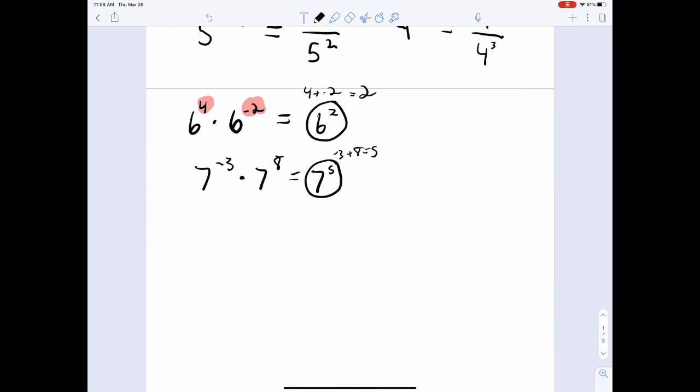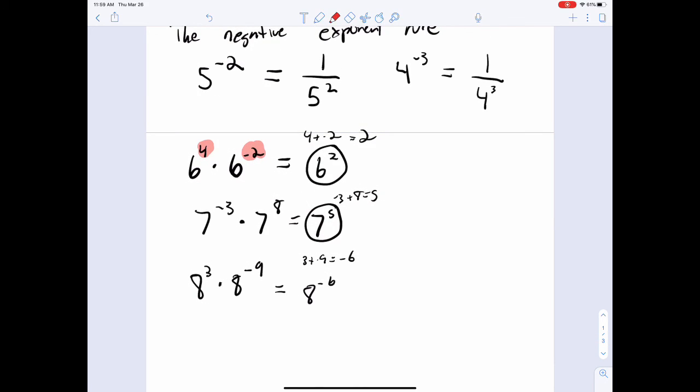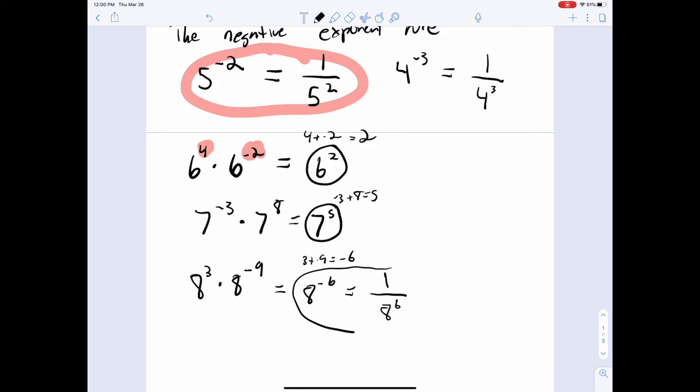All right, and then last one here, let's say you have something like 8 to the 3 times 8 to the negative 9. Well, use the product rule, add these exponents up, so 3 plus negative 9 equals negative 6. So that'll be 8 to the negative 6. And we're not done. We have to use the negative exponent rule that we just learned. So we have to use this rule to make it a positive exponent, because that's just the form that we want. Math people like, yeah, I don't know. So we're going to do 1 over 8 to the positive 6. That's the new rule we learned today.